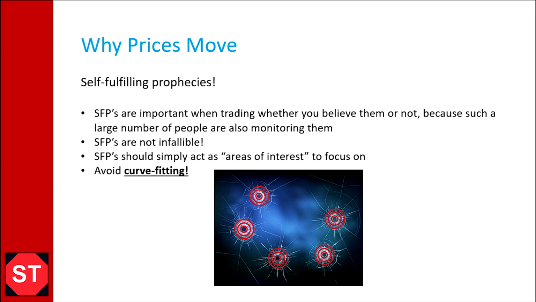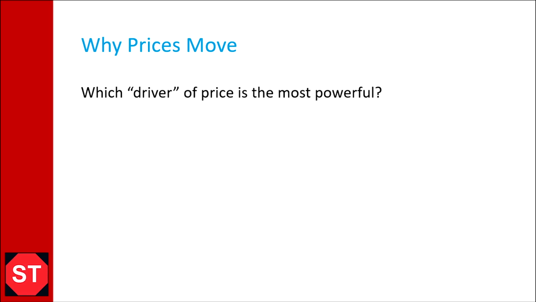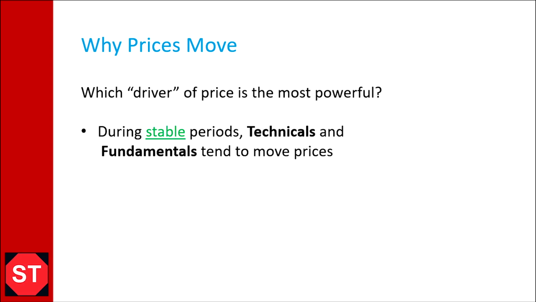Okay, so rounding up, which driver of price is the most powerful? Well, we believe that during periods of global and economic stability, technicals and fundamentals tend to drive prices. During these periods, there is no strong compelling reason for prices to move in any particular direction. Therefore, things like market economic updates from individual countries, combined with things like technical indicators such as moving averages, well, they can drive price movement.